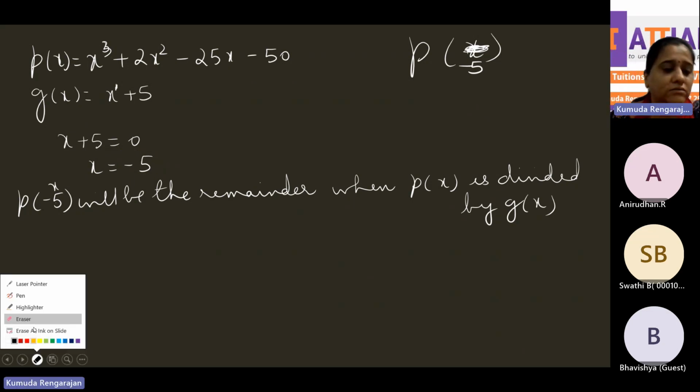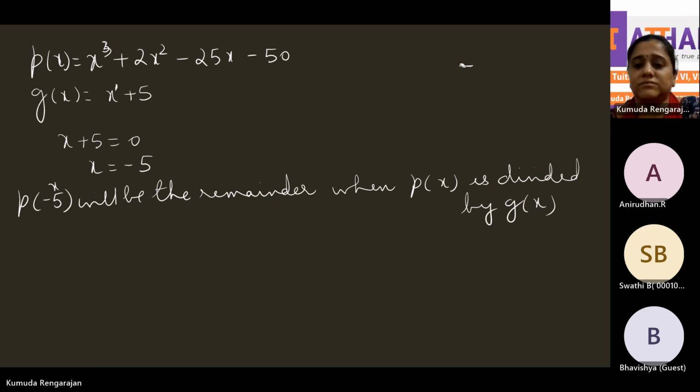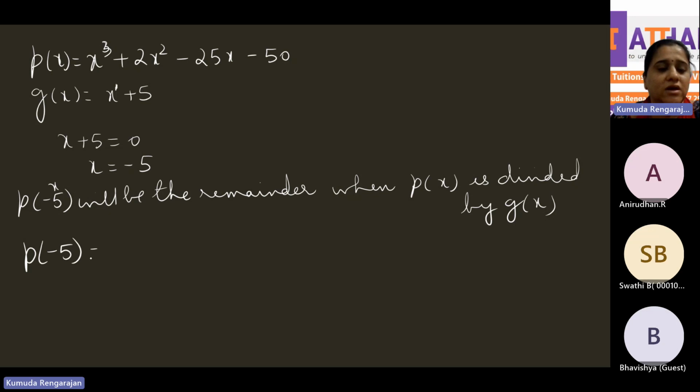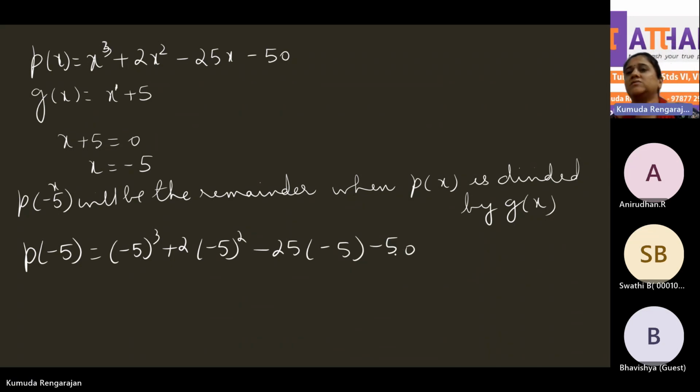Right? So how do you find P of minus 5? In P of x, wherever there is x, use minus 5. So minus 5, the whole cube, plus 2 into minus 5, the whole square, minus 25 into minus 5, minus 15. That is in the dividend. In the dividend polynomial, wherever there is x, use minus 5. Now simplify this.